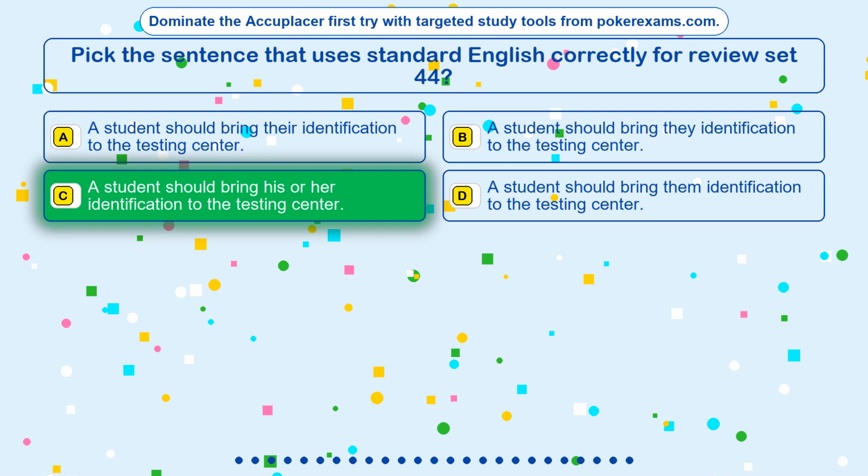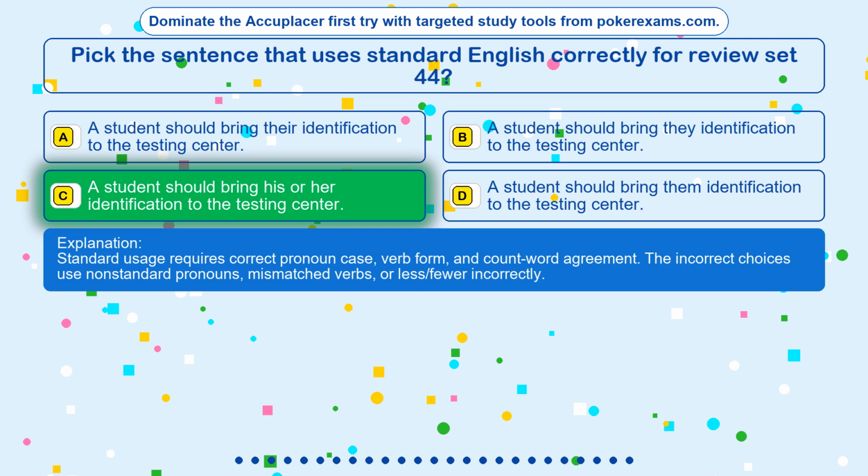The correct answer is option C. A student should bring his or her identification to the testing center. Standard usage requires correct pronoun case, verb form, and count word agreement. The incorrect choices use non-standard pronouns, mismatched verbs, or less/fewer incorrectly.